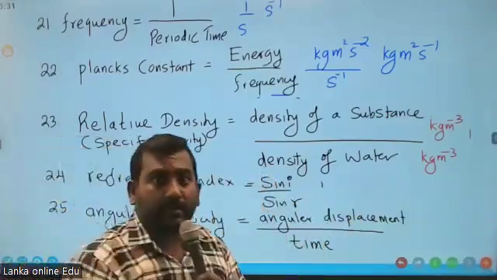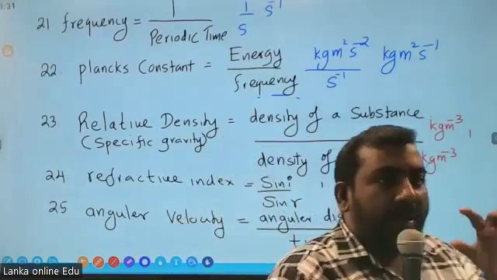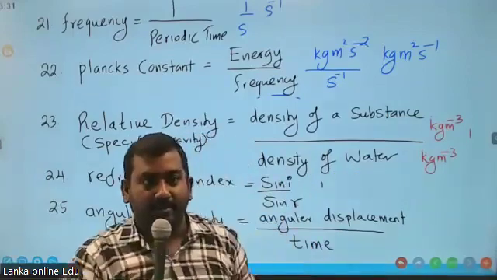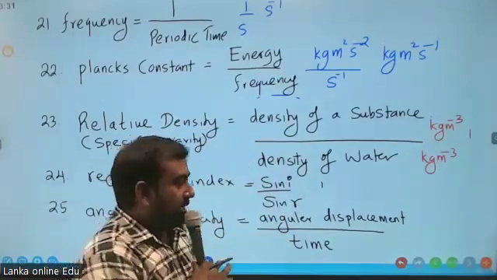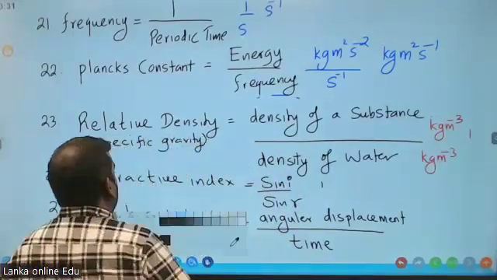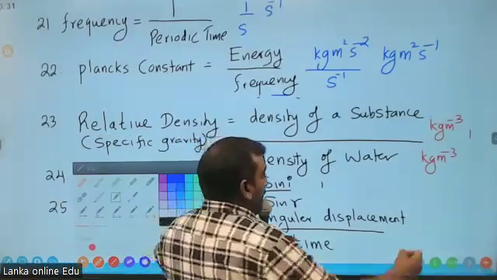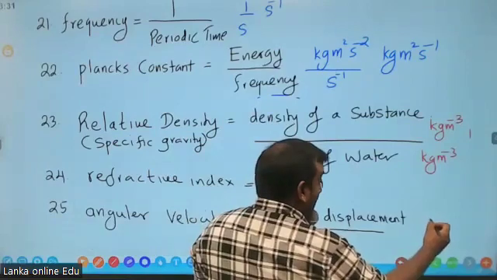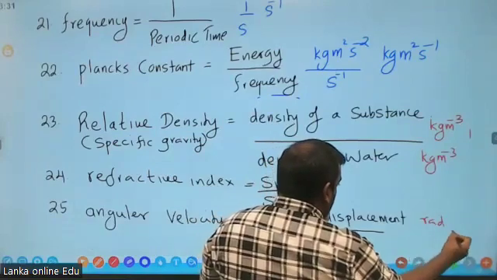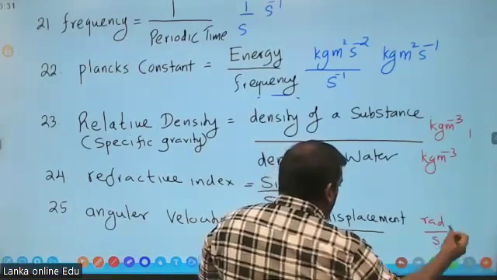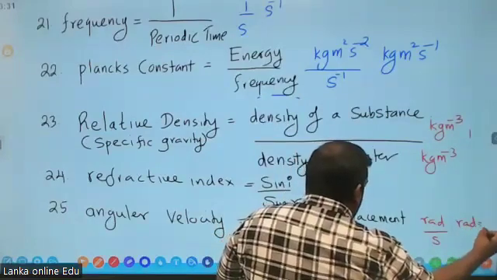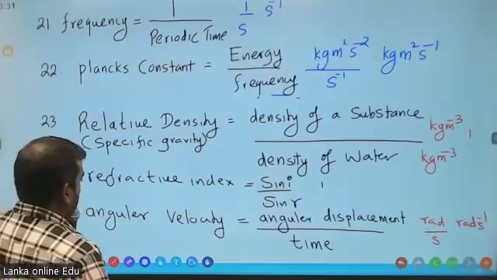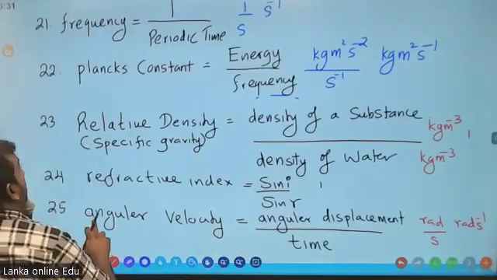Imagine a fan rotating. Now, what is this angular displacement? Angular displacement is plane angle. Clear? So how do you measure angle? Tell me. Radians. Very good. Radians, and time in seconds. Take it on top, what do you get? Radians per second.